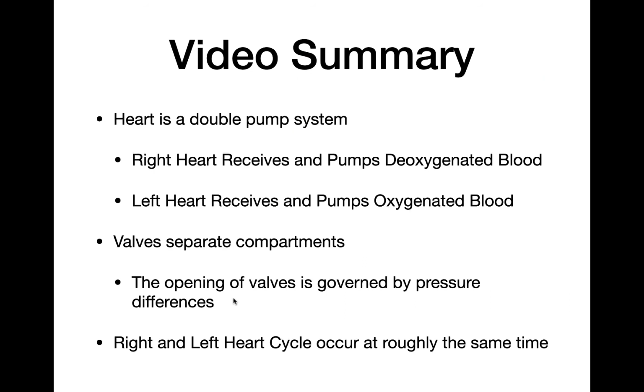So in summary, the heart is a double pump system in which you have a right heart, which receives and pumps deoxygenated blood, and a left heart, which receives and pumps oxygenated blood. Now, these different compartments inside the heart are separated by valves, and these valves, whether they open or close, are governed by pressure differences. And the last thing that I didn't really say is that the left and right heart cycle actually occur almost synchronously, so pretty much at the same time. There's a little bit of lag between the two, but they're pretty much occurring at the same time.